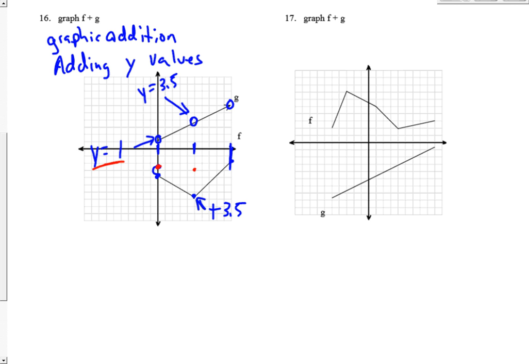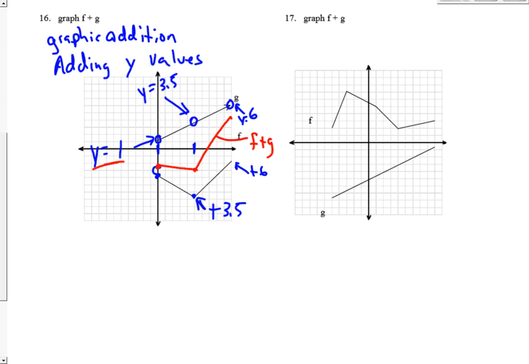And then I go to the last point, and that's 1, 2, 3, 4, 6 at y equals 6. So right there, I'm going to add 6. And if I add 6, I go up 1, 2, 3, 4, 5, 6, and that point is right there. And then I just connect the dots, and that is f plus g.